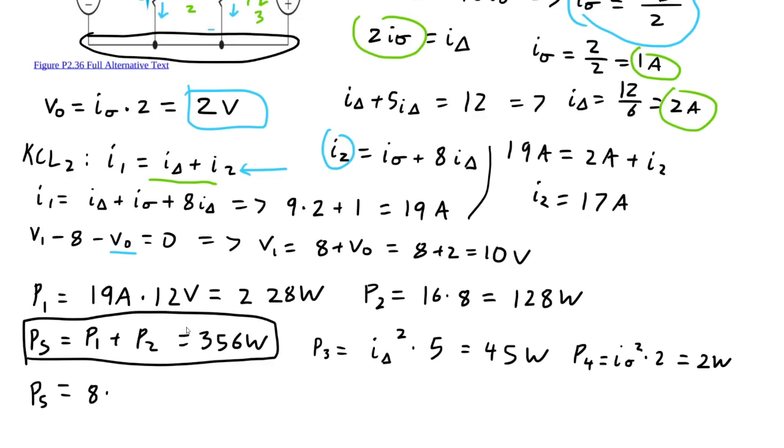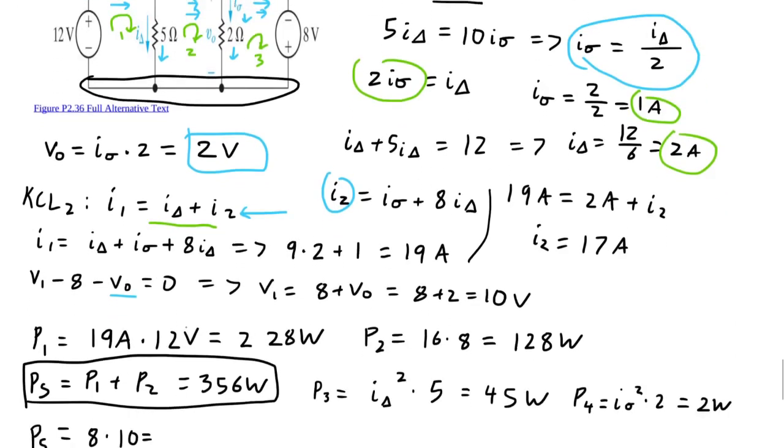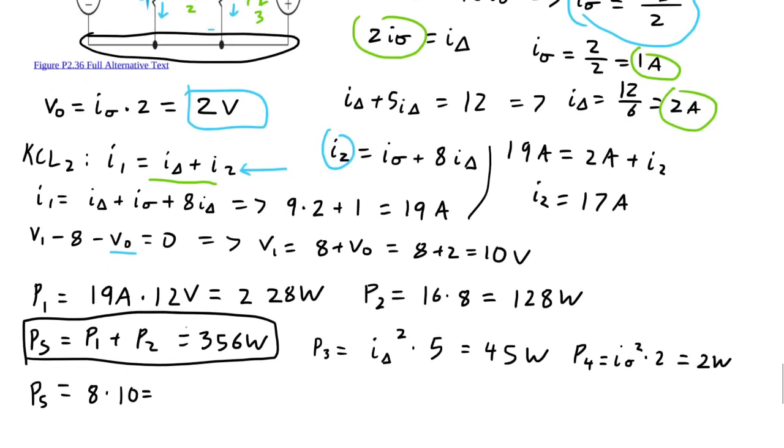And V1 we calculated as 10 volts, yeah. So 10 volts, so 80 watts. Right? No, because it's I delta, not I sigma. My mistake. 8 times 2 times 10, it's going to be 160. Pretty sure. 16 times 10, yeah.